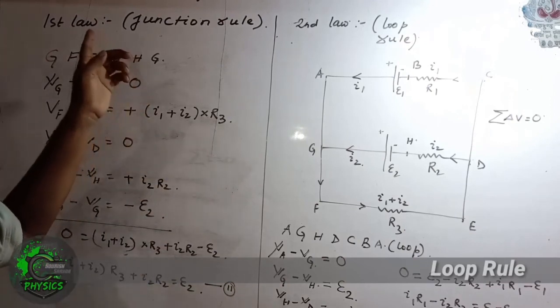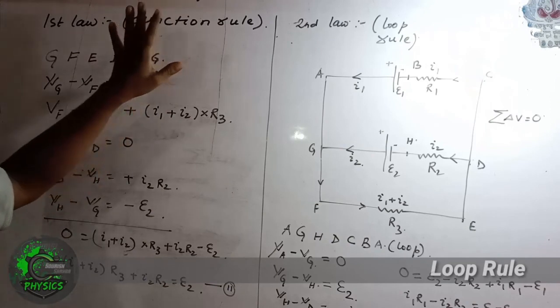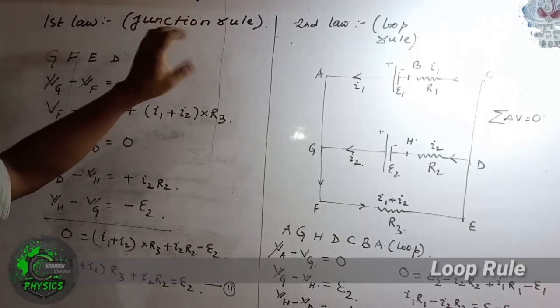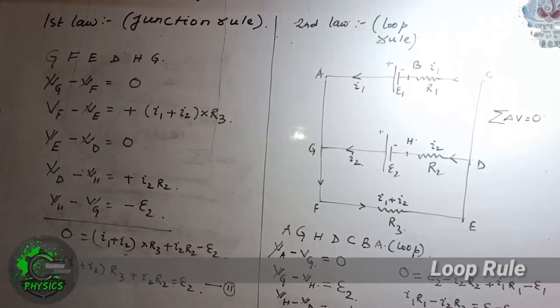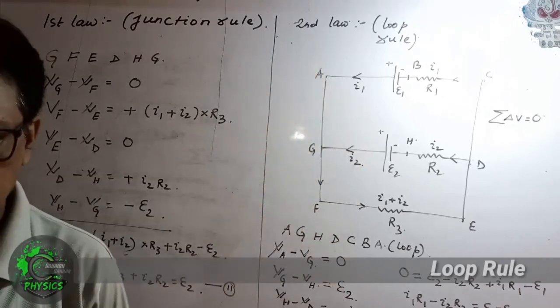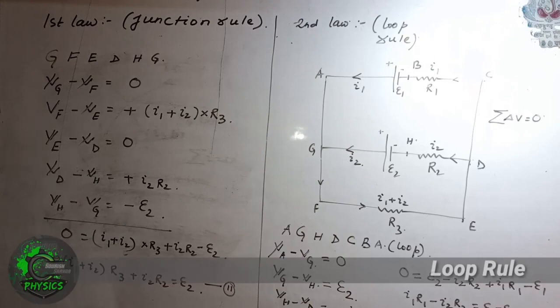So the first law or junction rule is based on the law of conservation of charge, whereas the second law or the loop rule is based on the law of conservation of energy.